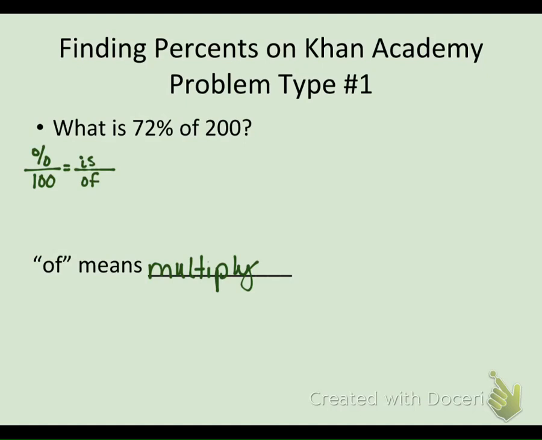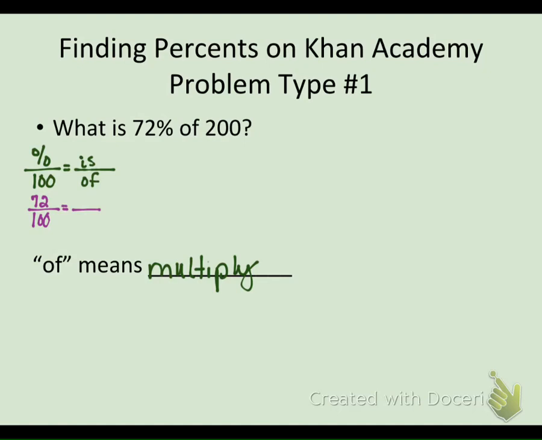So when you see what is 72% of 200, all we're going to do is plug in the information. Percent is always going to be over 100. The one that's going to change is the is over of. So what do we know? Do we know the percent? Yeah, what's my percent? It's 72, and percent always goes over 100.